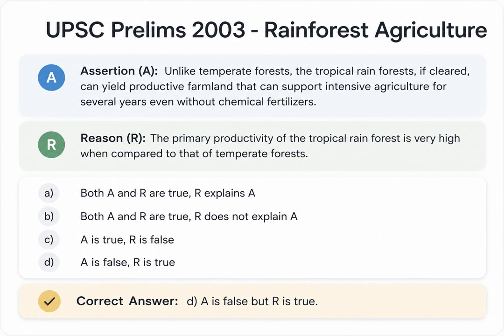However, the reason statement that the primary productivity of the living rainforest is very high is true. Therefore, the correct option is D. A is false, but R is true.